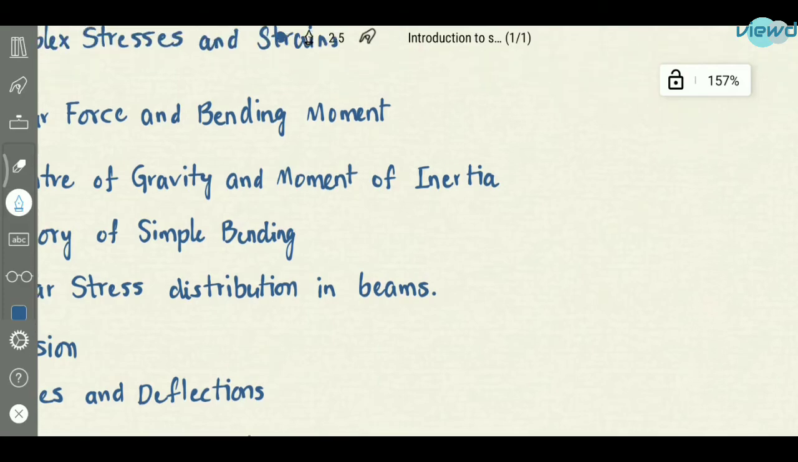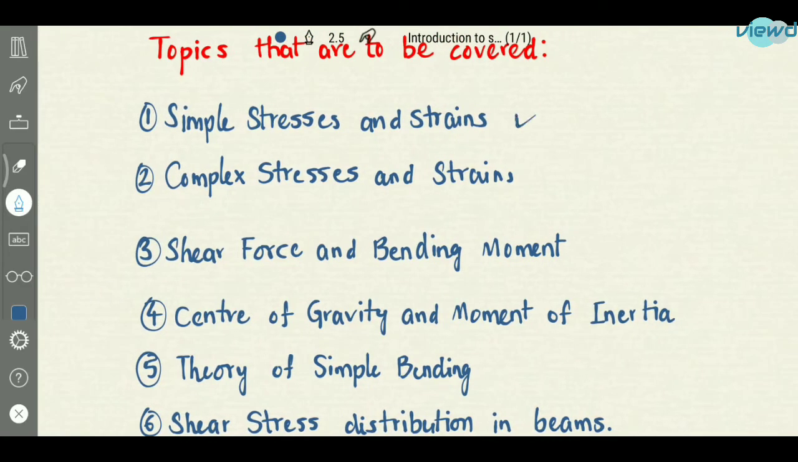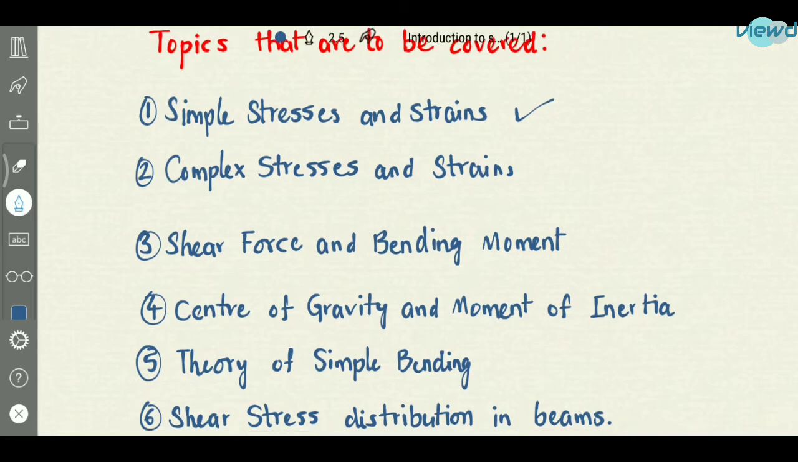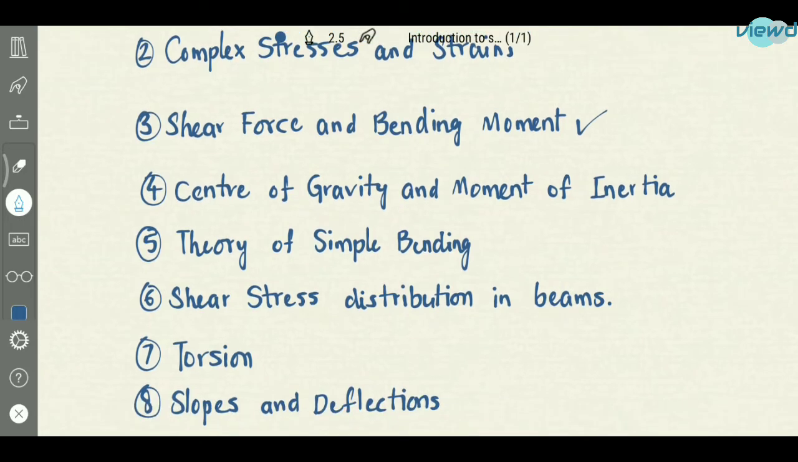So the first one is simple stresses and strains. In this first video, we will see about introduction, basics of strength of materials, and about simple stresses and strains. And in second one, complex stresses and strains. Third one, shear force and bending moment. In this we will see about bending moment diagram, that all, and center of gravity and moment of inertia.